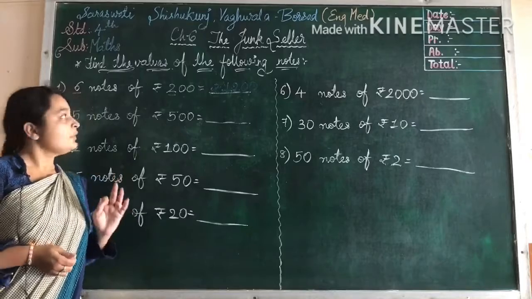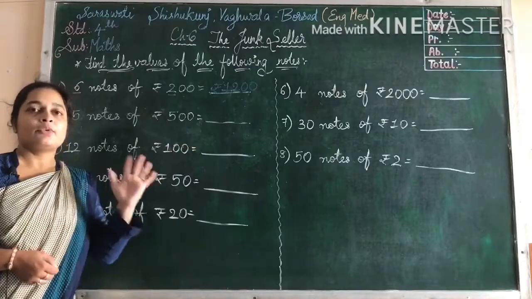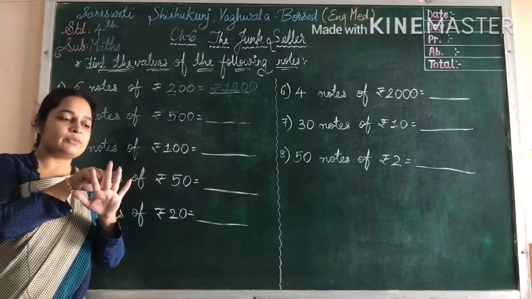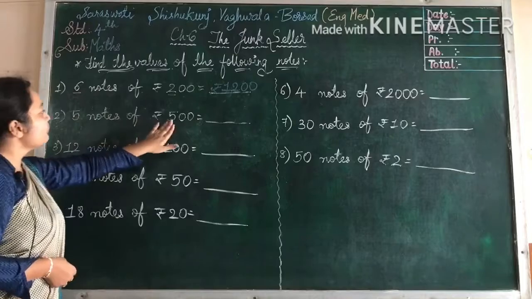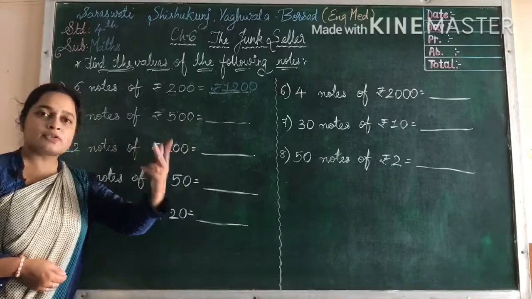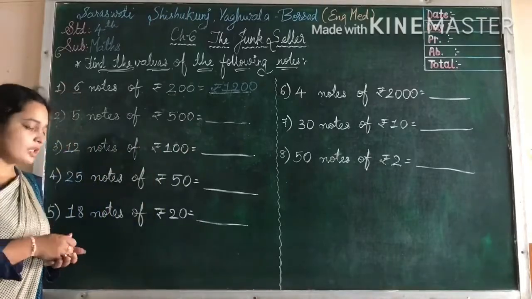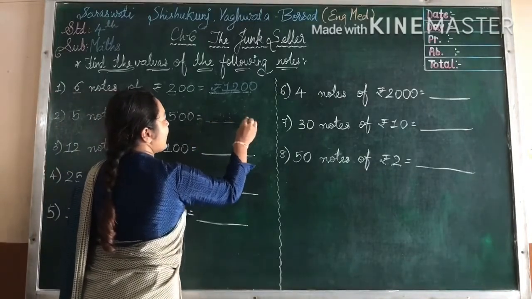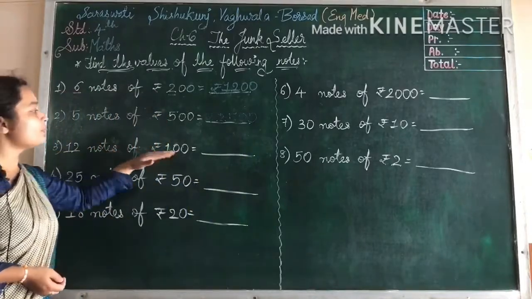The next question is 5 notes of rupees 500: 500, 500, 500, 500, 500. You can do the additions, or you can do the multiplication. 5 5s are 25, and 2 zeros. So after 25 add 2 zeros, and you will have rupees 2500. So the answer is rupees 2500.